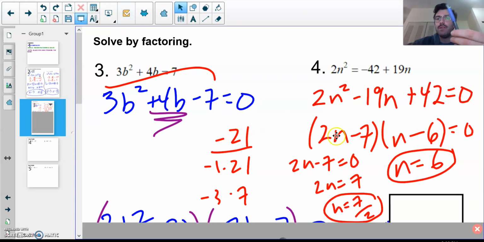I got my two factors to be 2n minus 7 and n minus 6. Remember, they both need to be negatives because this is a positive 42, to get n equals 6 and n equals 7 over 2.